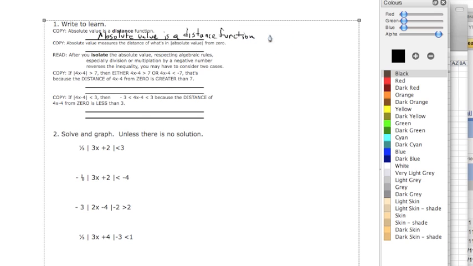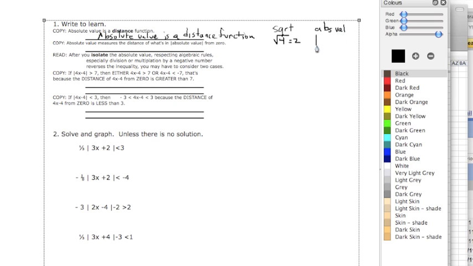So for example, let's do a square root. Square root says it's the square root of 4. Well, the square root function asks the question, what number do I square to get 4? And the answer is 2. The absolute value asks a different question.